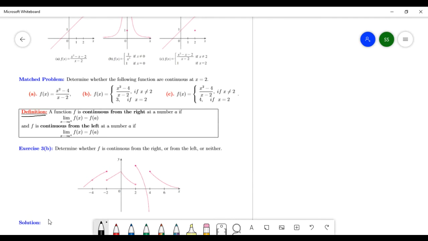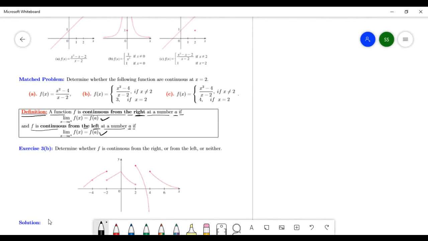A function f is continuous from the right at a number a if this limit exists, this condition holds. And the function f is continuous from the left at the number a if this condition holds. Okay. So continuous from the right.